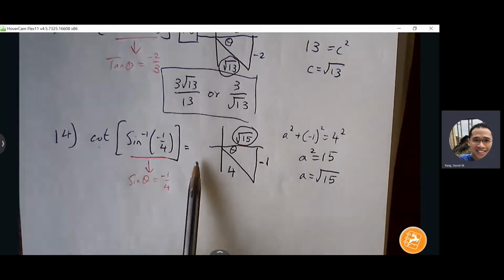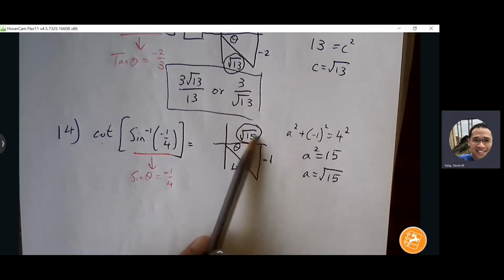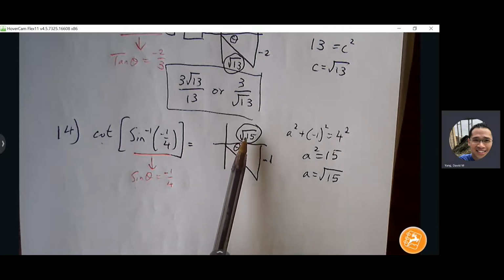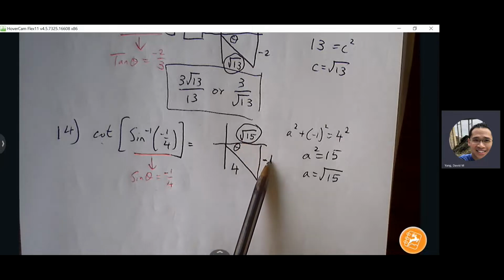Cotangent of theta is adjacent over opposite, x over y.